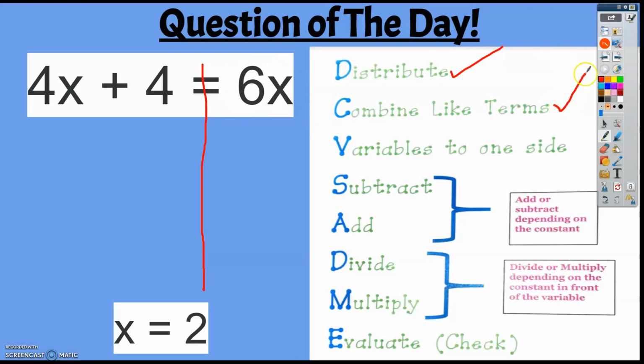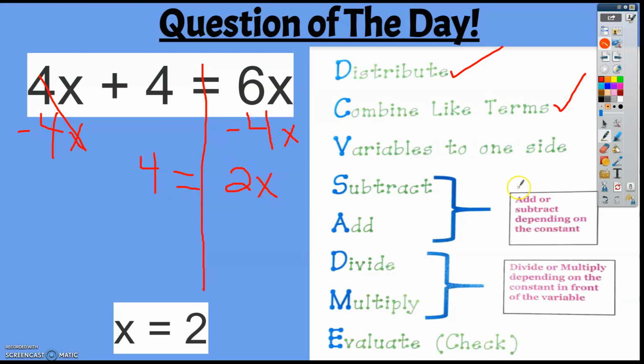So that's a check. Do I have variables to one side? I do not. I have 4x and 6x. Meaning I have to either move the 4x or the 6x. Well, I want to keep my variable and coefficient positive, so I'm going to subtract 4x on both sides, and we get our zero pair because 4 minus 4 is 0. We bring down our positive 4, and that's going to equal 2x.